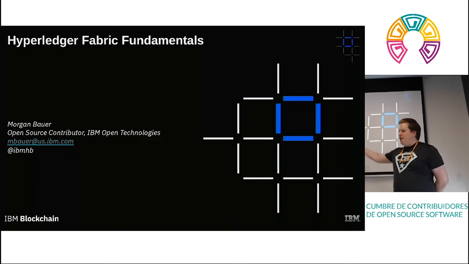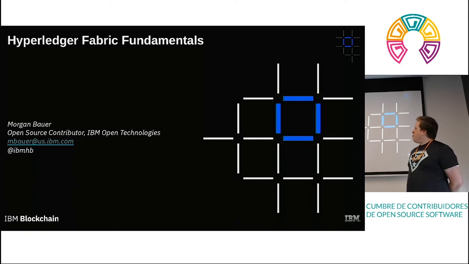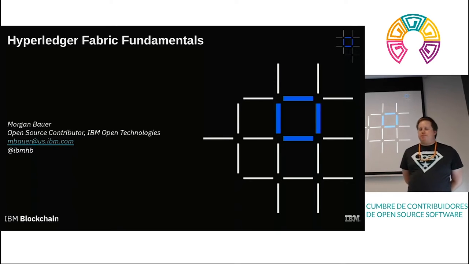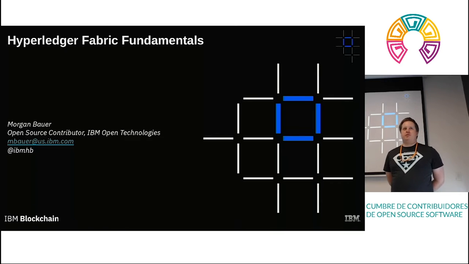So who am I? My name is Morgan. I work for IBM. I work in the open source side of a division called DEG, Digital Experience Group, something like that. And basically, as part of this, what I do is I contribute to open source projects irrespective of the IBM product that might be using these projects. And so that's my email, that's my Twitter. Feel free to reach out to me if you have any questions later.